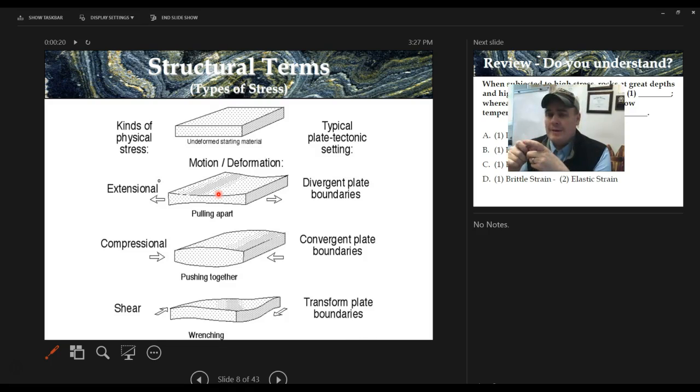Now at transform plate boundaries, with a ductile deformation, it's the same kind of thing as you might have for compression, but instead you're bending. I should show this to you in the video here. Okay, here's my material, and then I slide it past one another. It has this shear motion, so it gives this kind of sideways fold to it. So that's ductile deformation if you have things under high pressures and high temperatures.